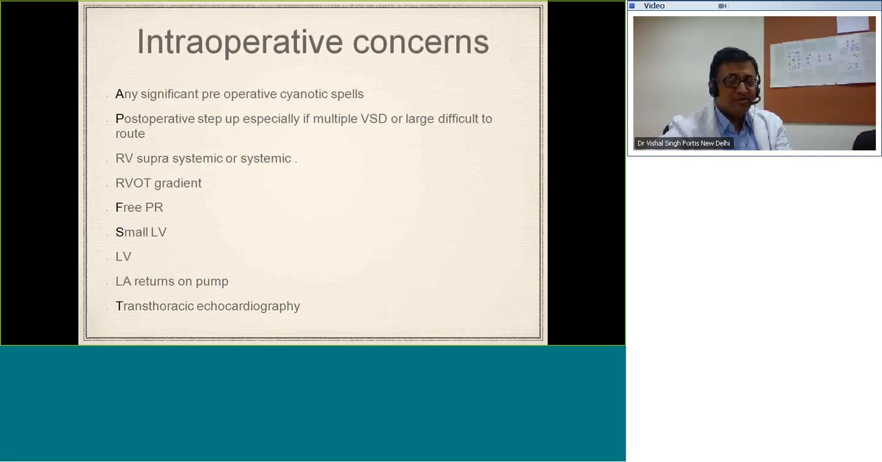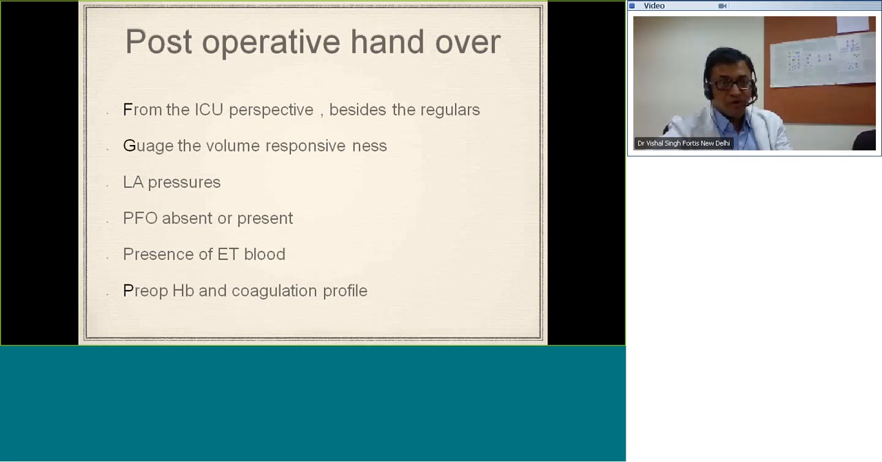A transthoracic echocardiography, whether it was done or not at the time of surgery, to see the completion of the surgery and whether everything was adequately repaired. Now, when we come to the ICU, the anesthesiologist and the surgeon give a handover. Besides all the regulars about CPB, ACC, type of ET tube, type of lines, and all that, there are a few things you should ask proactively, such as the volume responsiveness of the patient. Because we all presume that a tetralogy can be given volume freely, but there are segments in tetralogy with severe diastolic dysfunction.